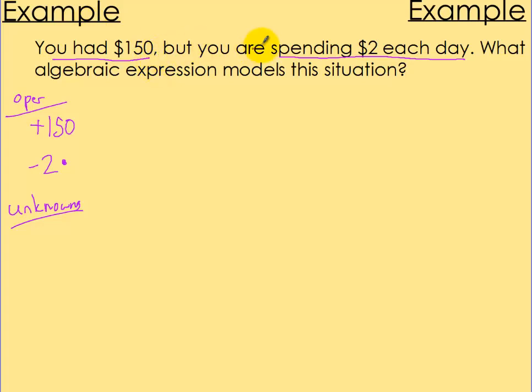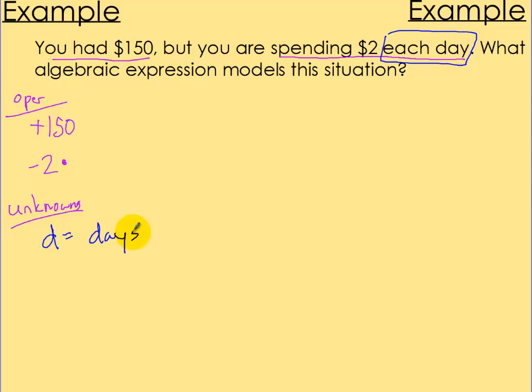You had 150, but you're spending $2 each day. Each day here, maybe this is a variable. Do I know how many days I'm spending? I don't know how many days. It doesn't say. So this is my unknown. I'm going to call this D for days. So I want to define that: my variable is D for days.